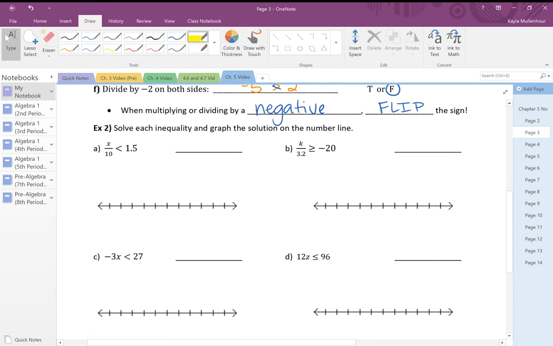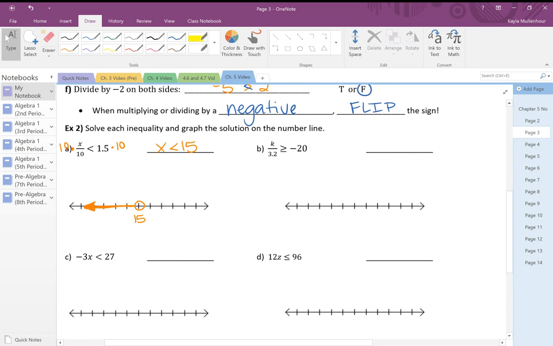So if we look at example 2a, we would need to multiply by 10 on both sides. And then that would give us x is less than 15. So notice that we multiplied by a positive 10, so no flipping. This would be an open circle at 15 going to the left.